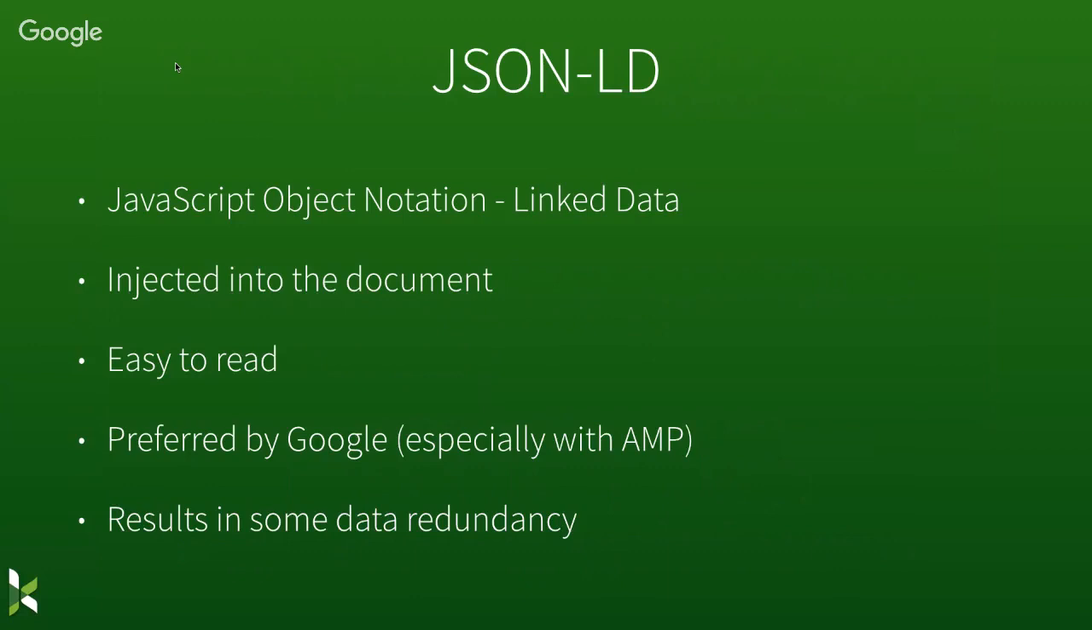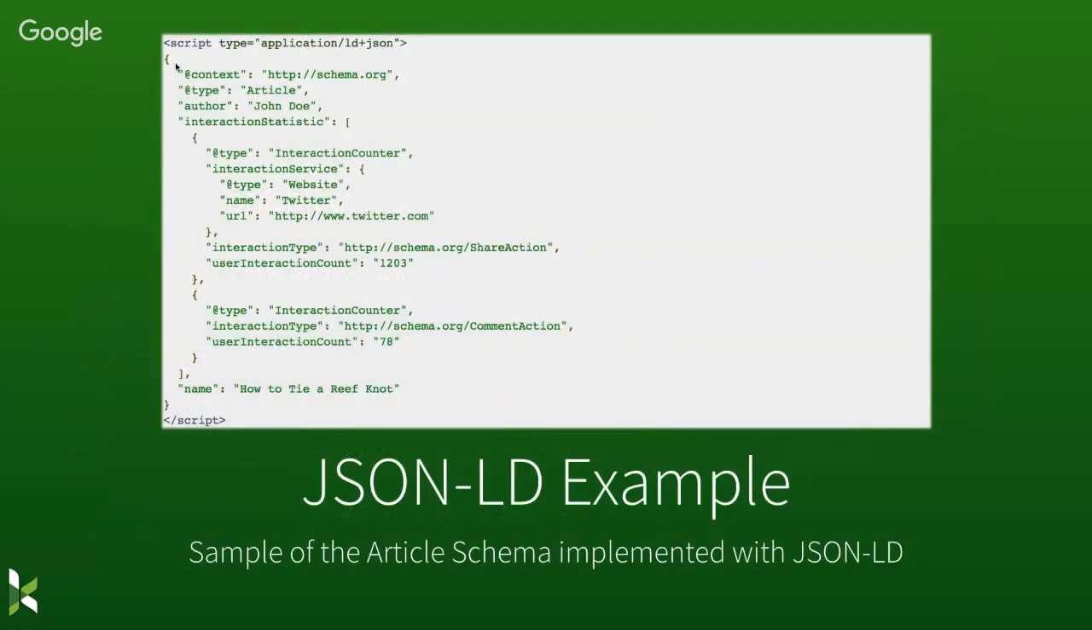It does though result in some data redundancy. So you're taking everything that is there and defining it in another object and sticking it in your site. And it's decoupled from the actual context of the content. Whether or not that's a big deal is kind of up to you. Personally, I think that the benefits outweigh the problems. So here's a JSON-LD example. We've looked at a number of these, but again, this is that same article schema implemented in this context.